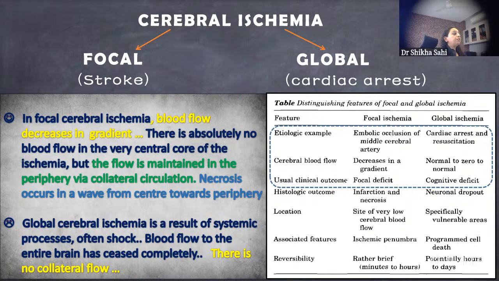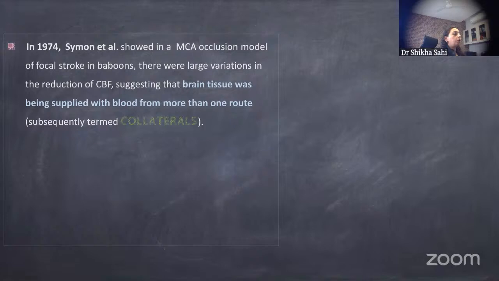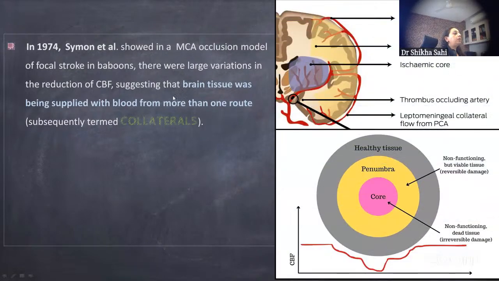Once the focal ischemic models of stroke were studied, we found that there is variation in the cerebral blood flow in the regions which are affected. It is not that the blood flow is completely gone; there is a gradient of decrease in blood flow. This was the first major understanding. In the core, there is totally absent blood flow. In the penumbra, the blood flow is less. In healthy tissue, it is normal.